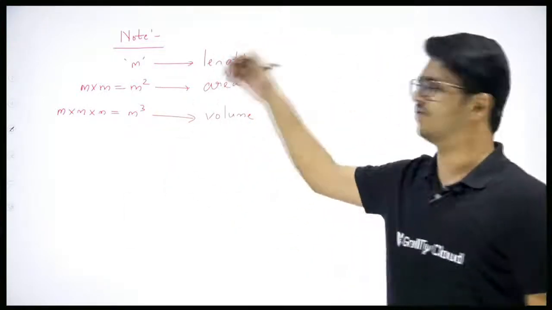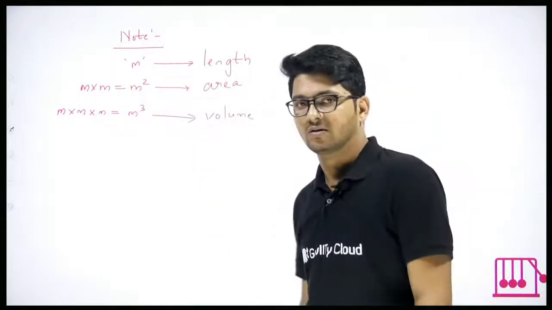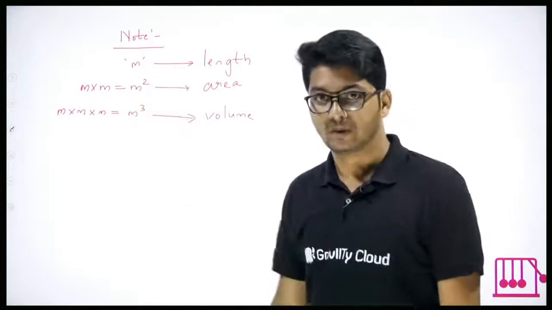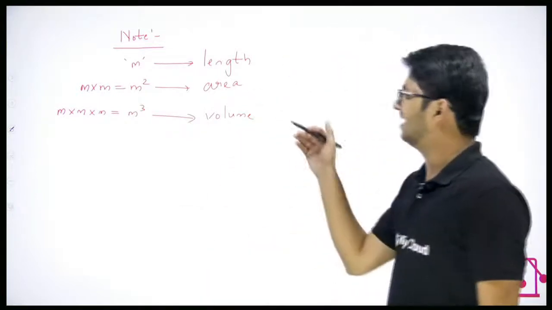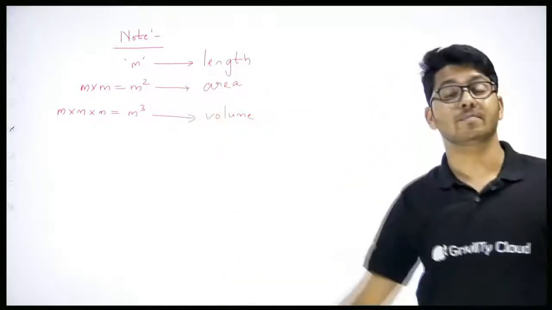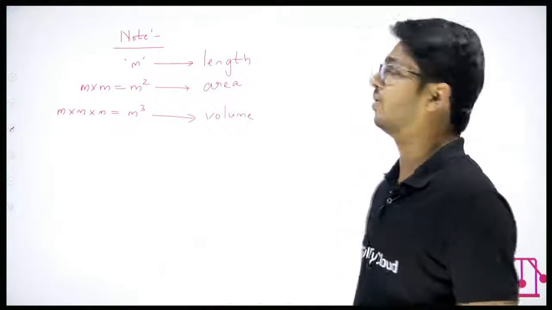So based on this, the formulas will come. Ultimately they have to satisfy this. Right? They have to satisfy the units, the multiplication. Okay? So length, area and volume, the SI units, meter, meter square and meter cube. Okay, that was one interesting point.